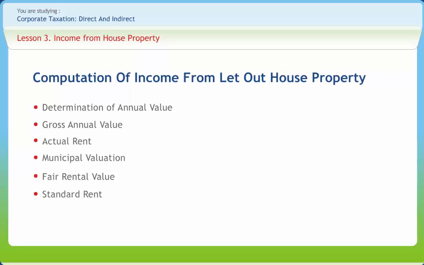From the annual value as determined above, municipal taxes are to be deducted if the following conditions are fulfilled. The property is let out during the whole or any part of the previous year. There is no such deduction in respect of one self-occupied house property for which nil annual value is adopted. The municipal taxes must be borne by the landlord. If the municipal taxes or any part thereof are borne by the tenant, it will not be allowed.